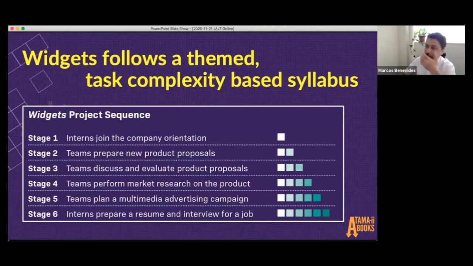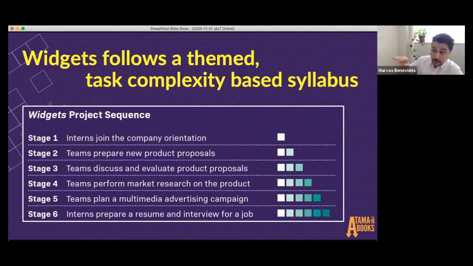Now, I mentioned already the task complexity syllabus, and the idea here is based on Michael Long's idea of building a course by relative task complexity, organizing a course that way, where you begin with simple tasks and slowly build in complexity as you go. The idea being that as the tasks become more and more complex, the students are pushed to develop their language learning as they go along.